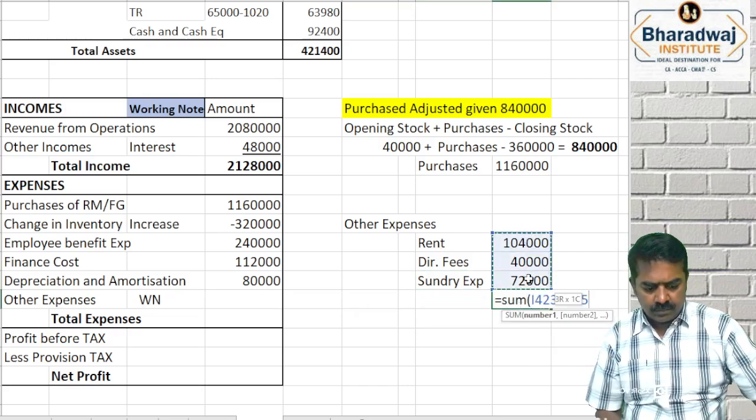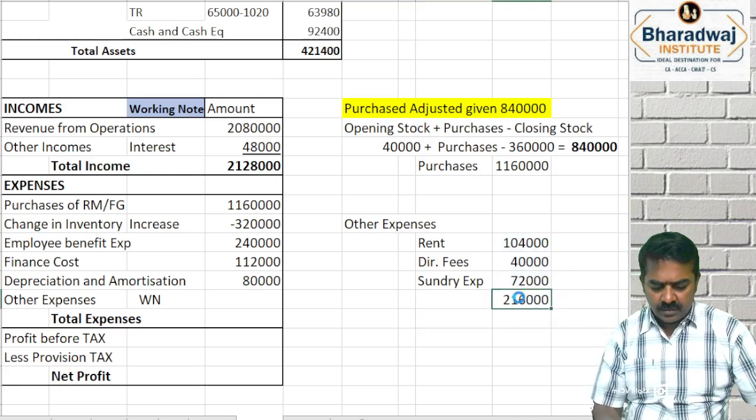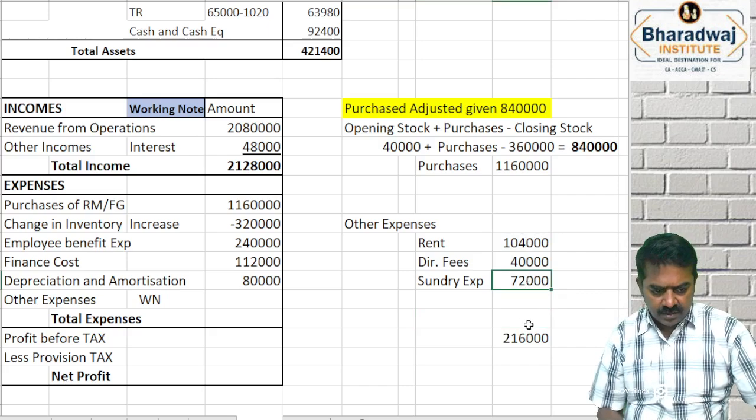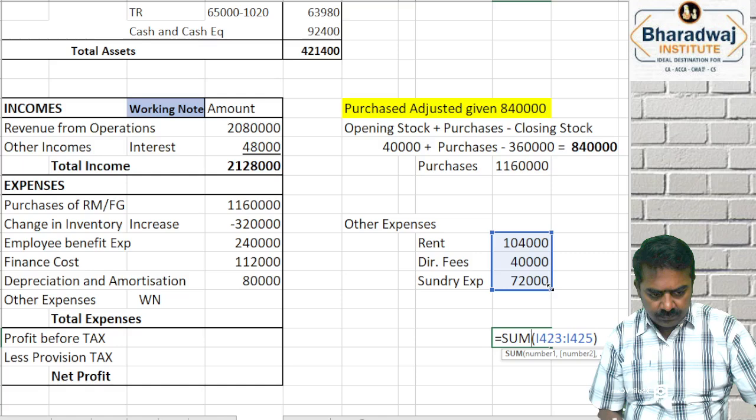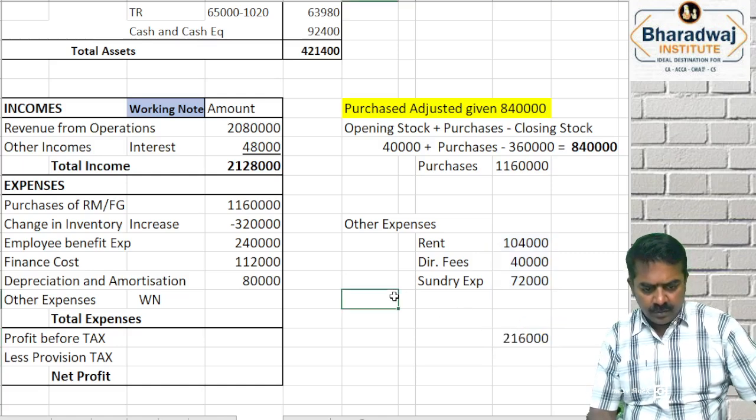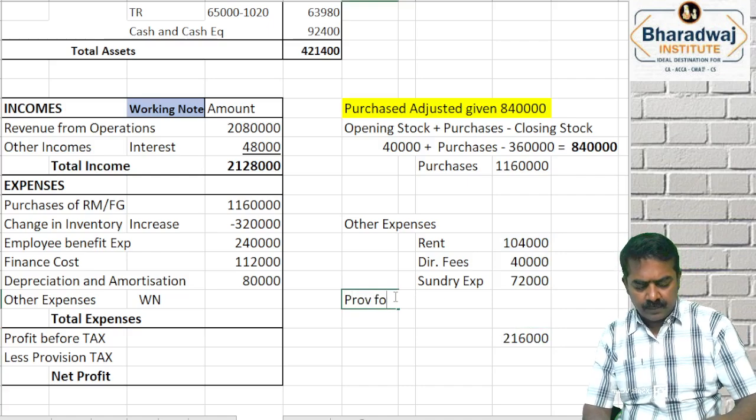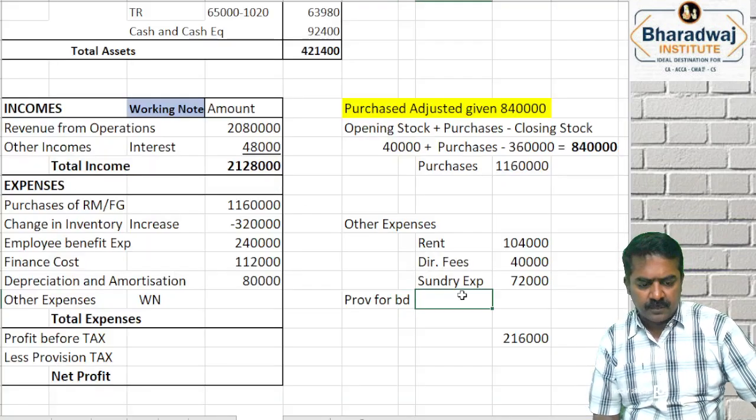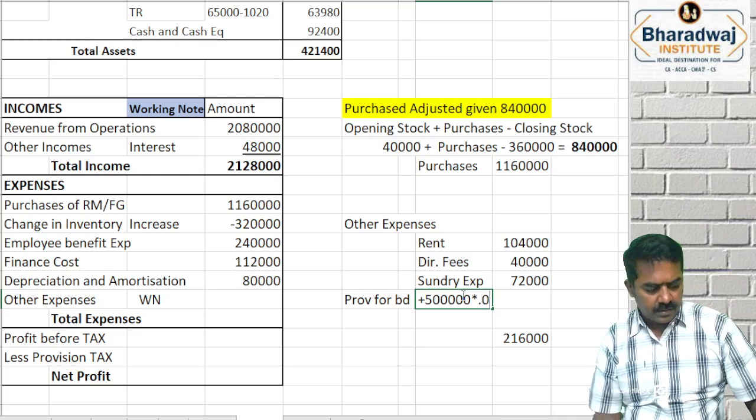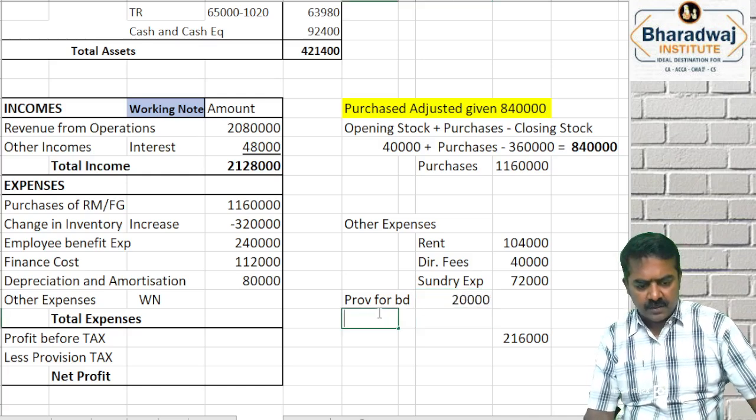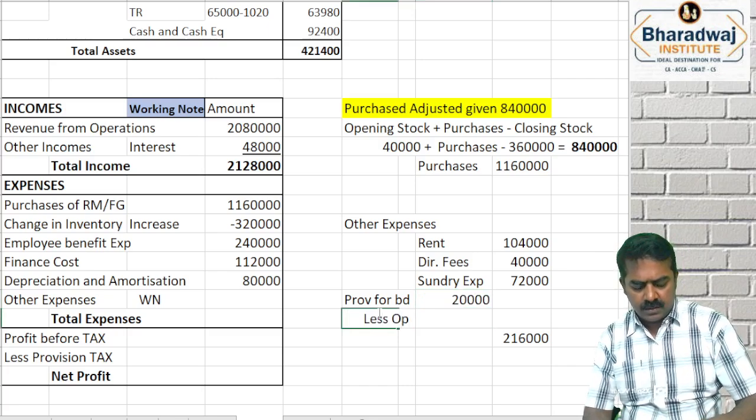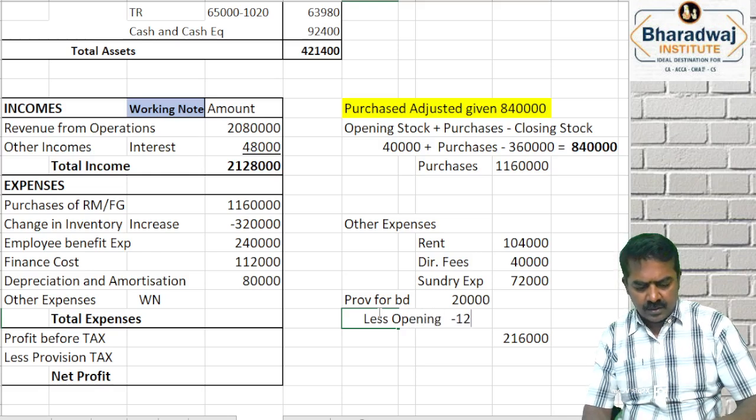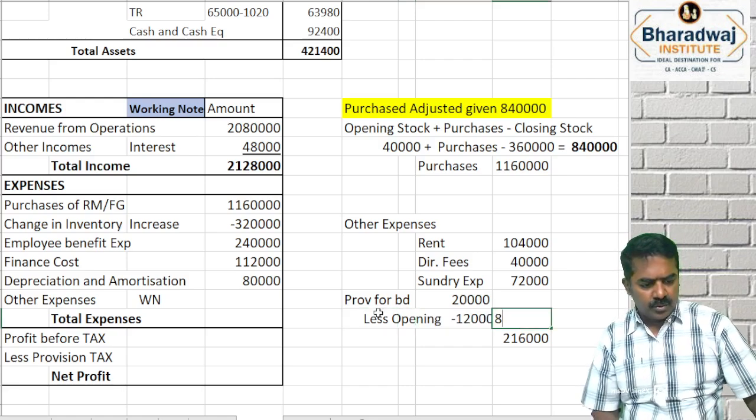Then the provision, which provision? For doubtful debts. Provision for bad debts, how much is required? 4% on debtors is given. 5 lakhs into 4% is 20,000. Minus opening balance 12,000. If you deduct the opening balance of 12,000, 8,000 is required.